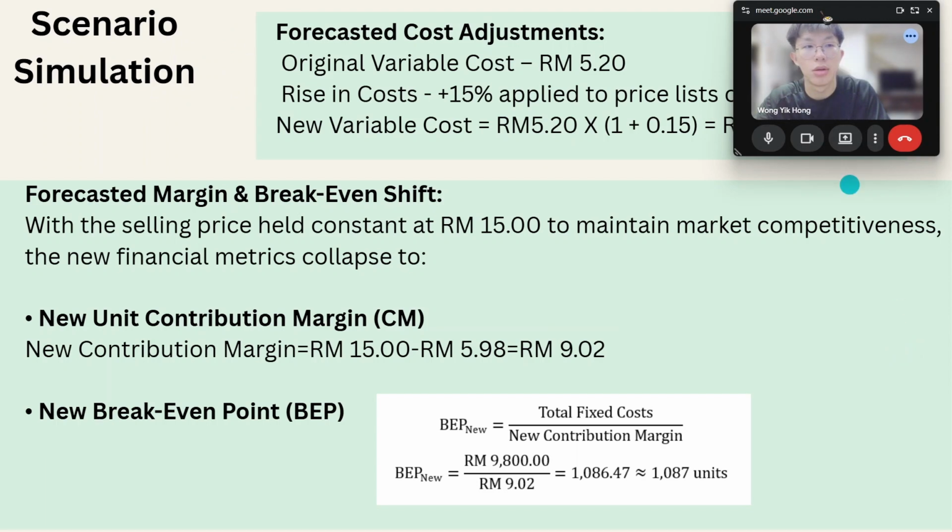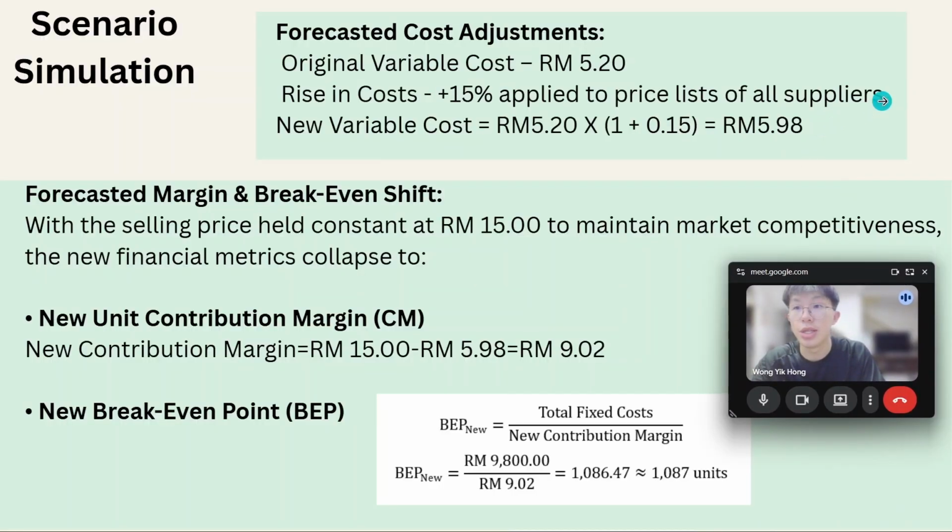Next, we'll move to the scenario simulation. We simulated a real business situation in which we assume a raw material price increased by 15%. As a result, the break-even point increased from 1,000 units to 1,087 units. This allows the management to predict profit before making business decisions.